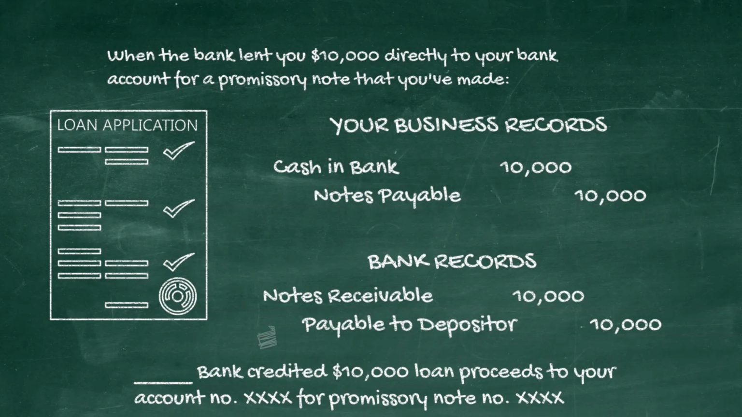The bank credited the so-called payable to depositor, since the depositor now has rights to the $10,000, and such depositor may withdraw it from the bank at his discretion. At the same time, the bank debited notes receivable to properly account for the promissory note claimable from the depositor when it is due for payment.